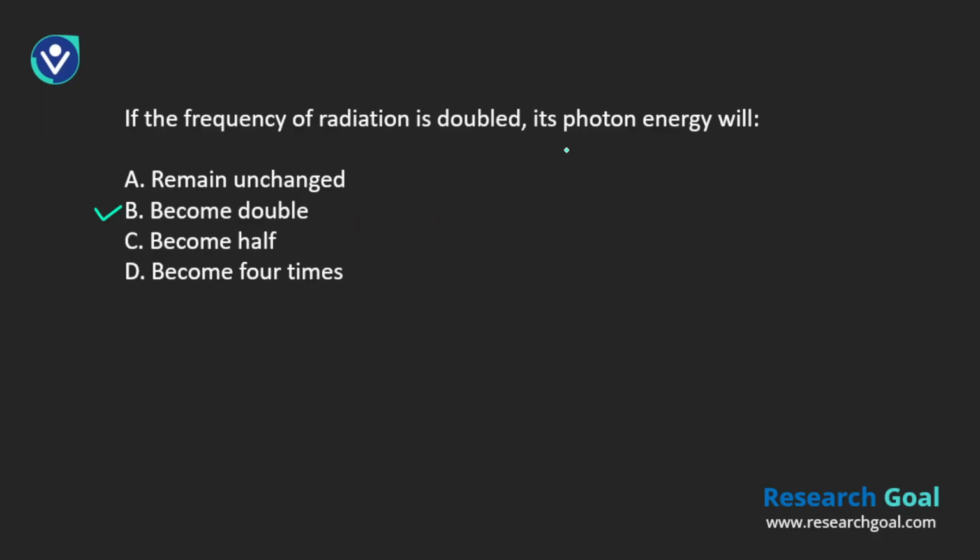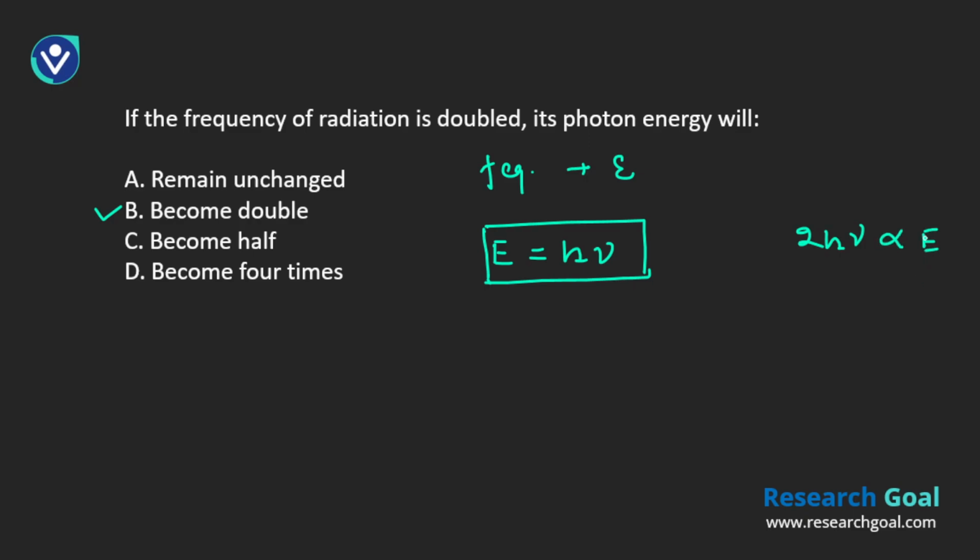But first of all, you need to understand what is the relationship between frequency and energy, right? So the equation that is very, very important is E is equal to h nu. So please everyone remember this. And if you remember this, you will be able to answer these questions very, very easily. So here you can see the frequency of the radiation is doubled. If you increase the frequency of the radiation 2 times, so this becomes 2h nu, right? And which is directly proportional to E. So E is going to double because they are directly proportional.